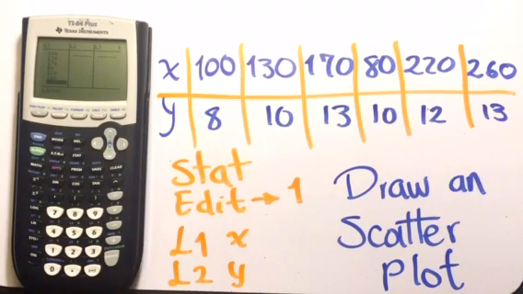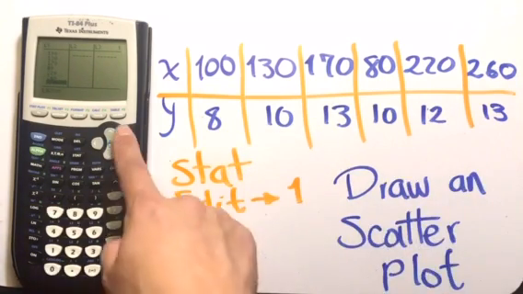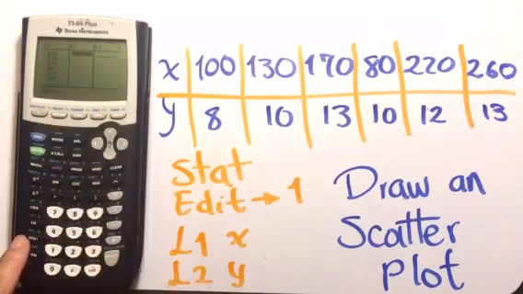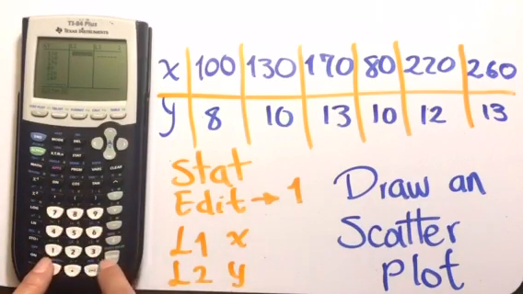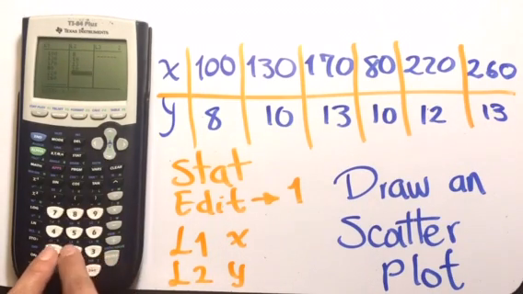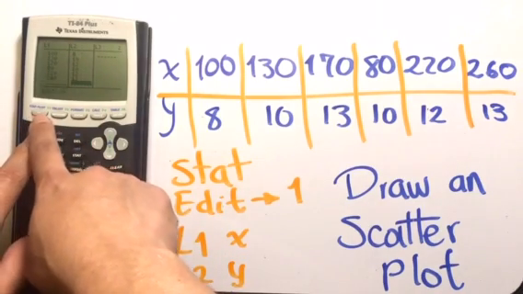And then we're going to write all the values of Y. We're going to write in L2. Okay, 8, 10, 13, 10, 12, and 13. Once we have all the values written there, we're going to go to stat plot.